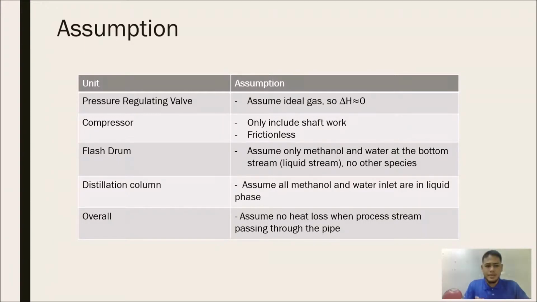So for the assumptions, in the pressure regulating valve unit, we assume that it is in ideal gas state, so the delta H is approximately 0. In the compressor unit, we assume that it only includes shaft work and is frictionless. For the flash drum, we assume only methanol and water in the bottom stream, which is a liquid stream, and no other species. For the distillation column, we assume all methanol and water inlets are in liquid phase. And overall, we assume no heat loss when the process stream passes through the pipe.